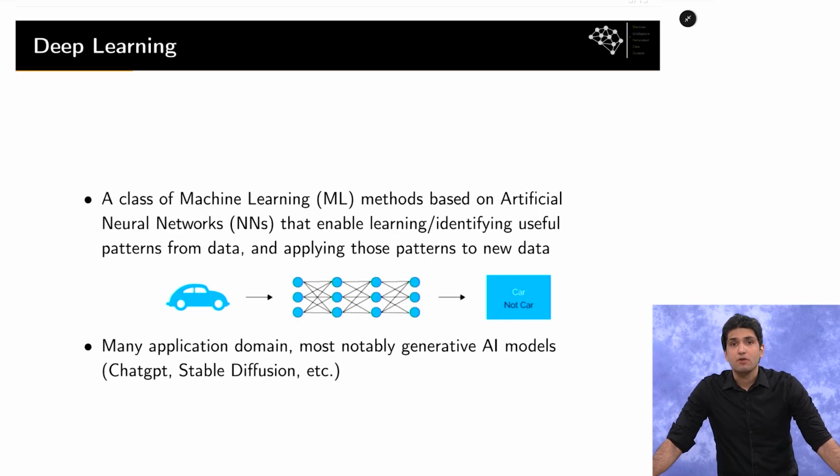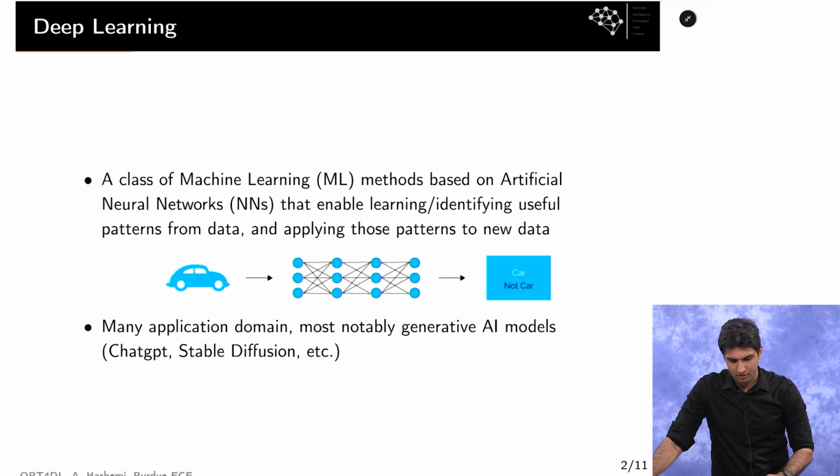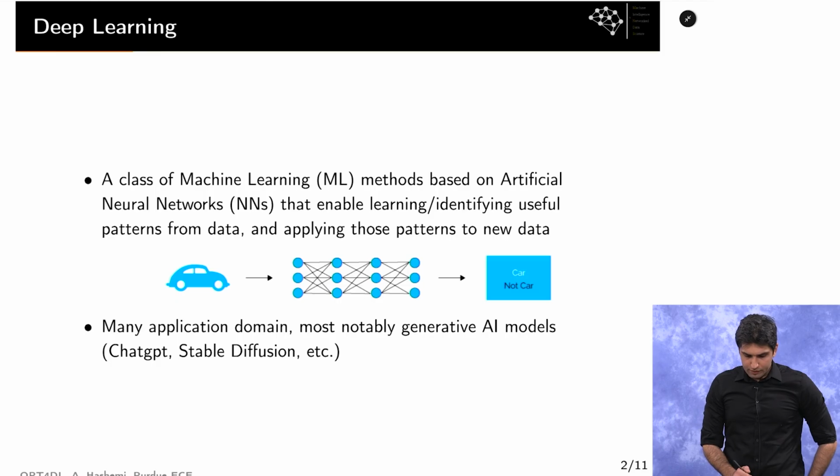And to define deep learning, I'm going to provide two definitions. One of them is, I would say, a universally accepted definition that I have here. Another one is by one of the prominent researchers in the field of deep learning that we're going to see. So the first definition says that deep learning is a class of machine learning methods, right?